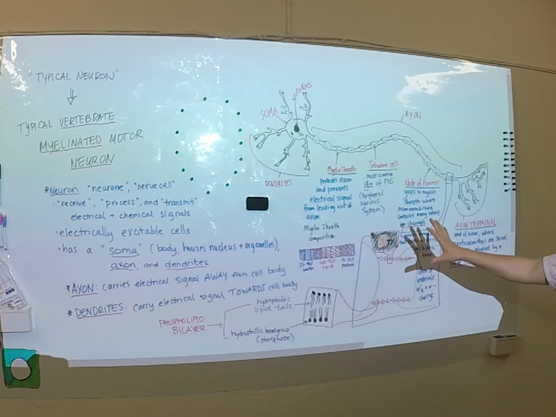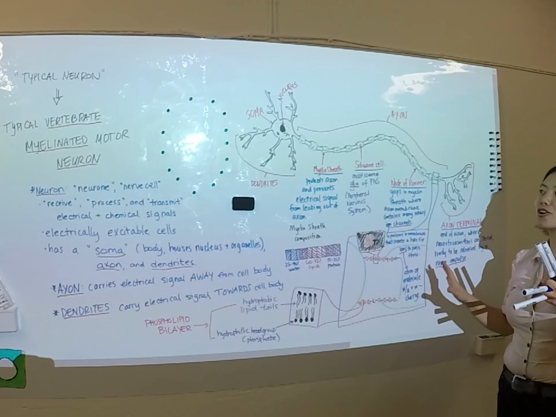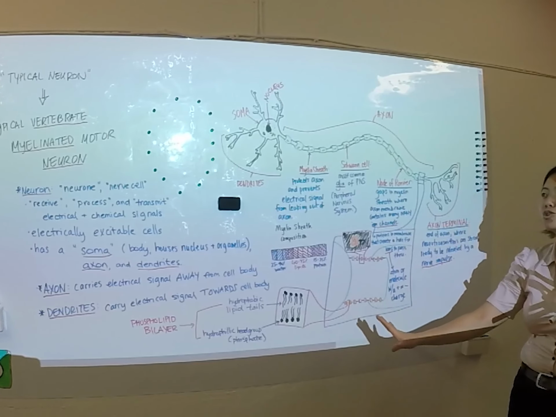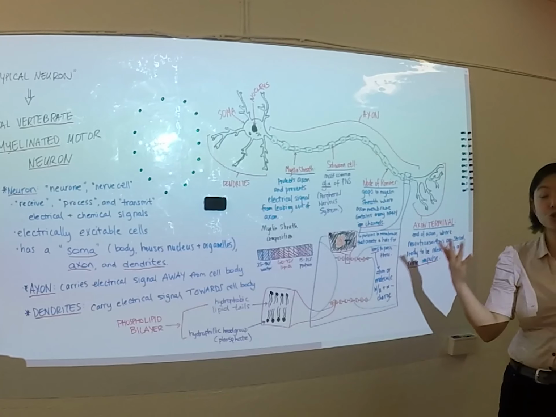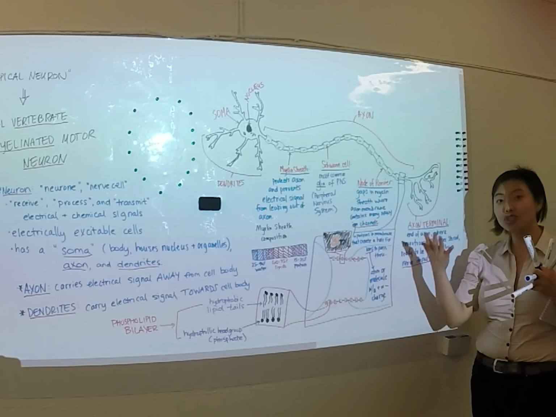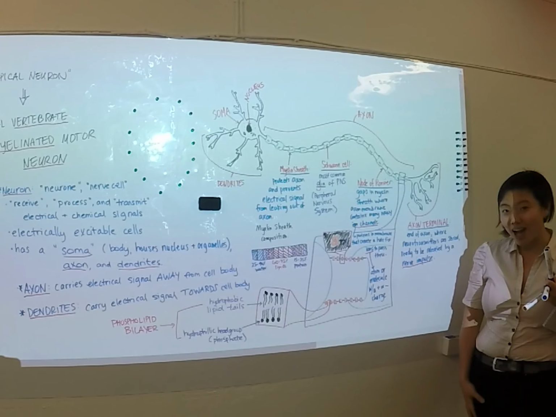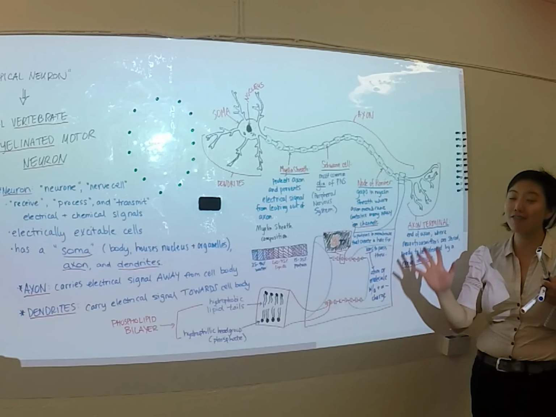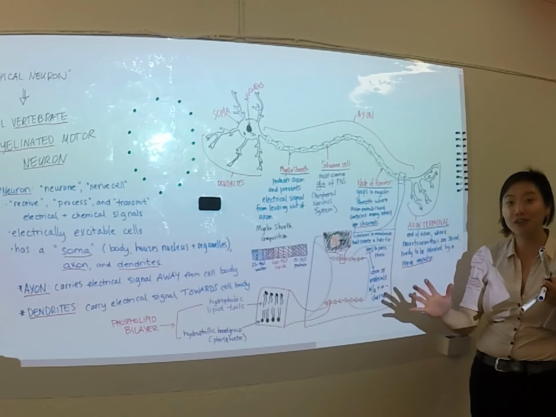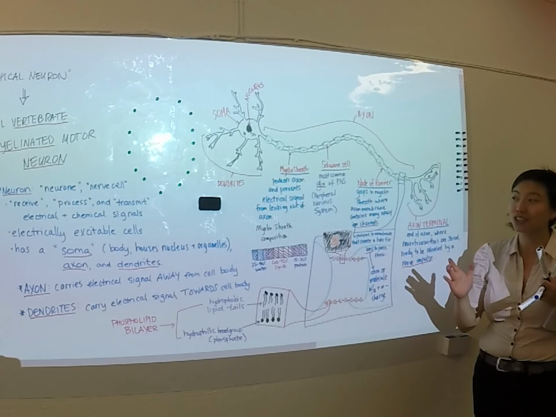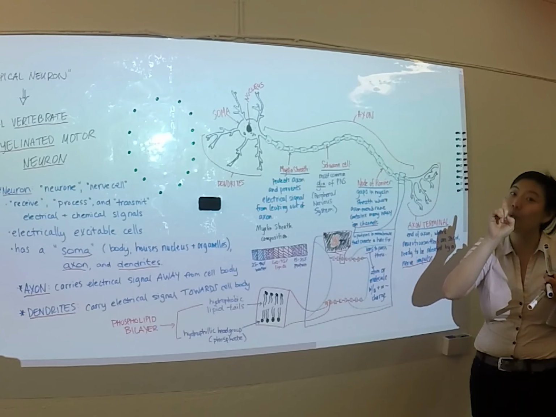All right, so this is our typical vertebrate myelinated motor neuron, historically one of the first neurons that we studied. But in the next video, I'm going to talk about the 5 major categories of neurons based on their structure. And this is only one of them.